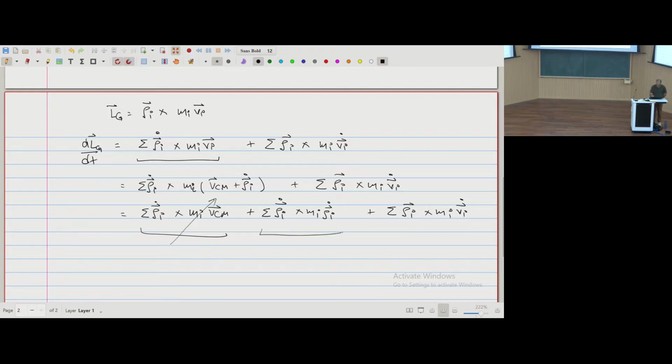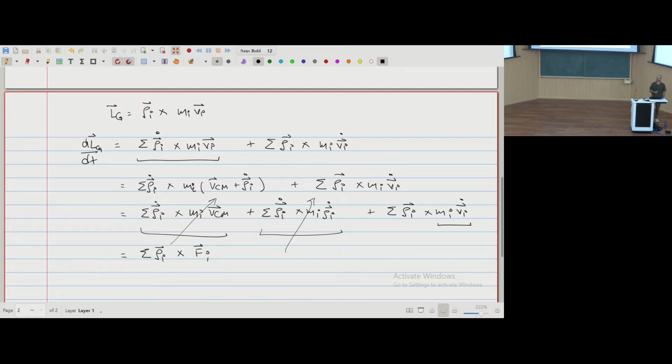What about the second term? You can easily see that you have a vector cross the same vector, that is 0. So we are left with only one term, so this term mi times vi dot is simply the acceleration of the ith particle. Oh, sorry, it's the force acting on the ith particle, because vi dot is the acceleration of the ith particle.